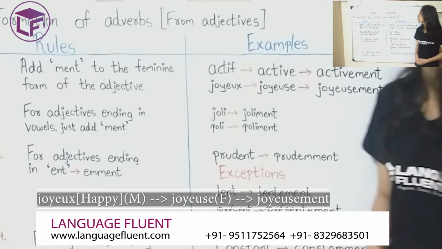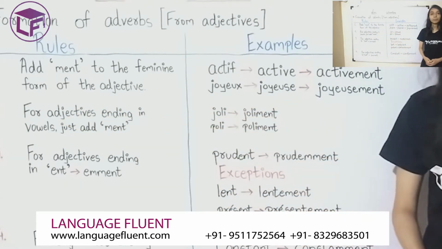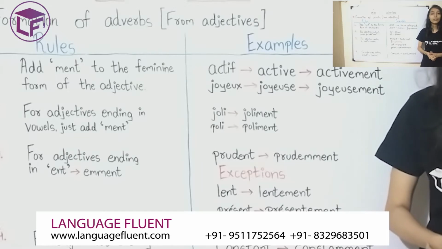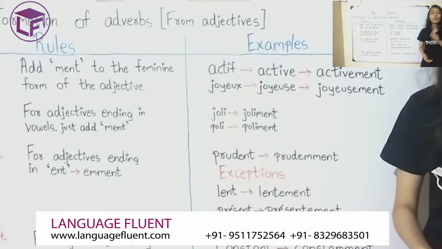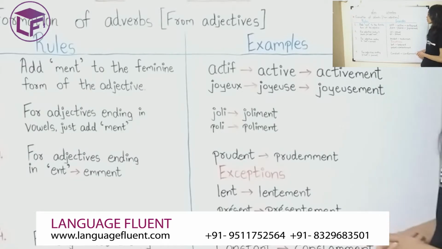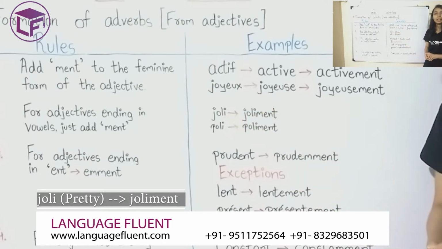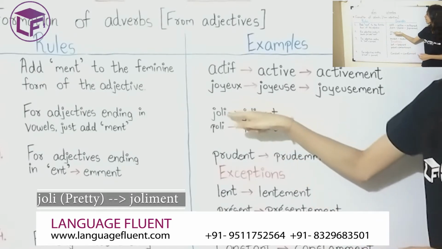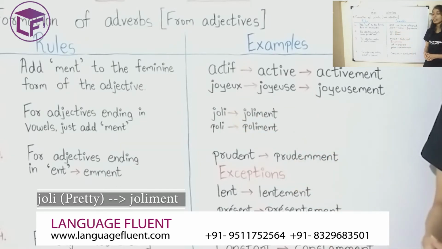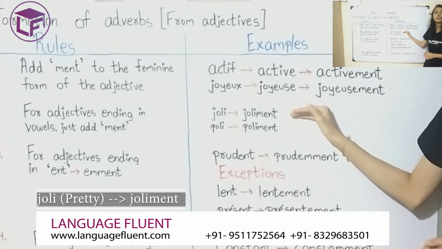The second rule is for adjectives ending in vowels: we just add -ment. When we have an adjective in a sentence that already ends with a vowel, a, e, i, o, u, we just add -ment to it to make it an adverb. So, for example, we have joli. Joli means pretty in English. Here it ends with i, which is a vowel. So we just add -ment. So it becomes joliment.